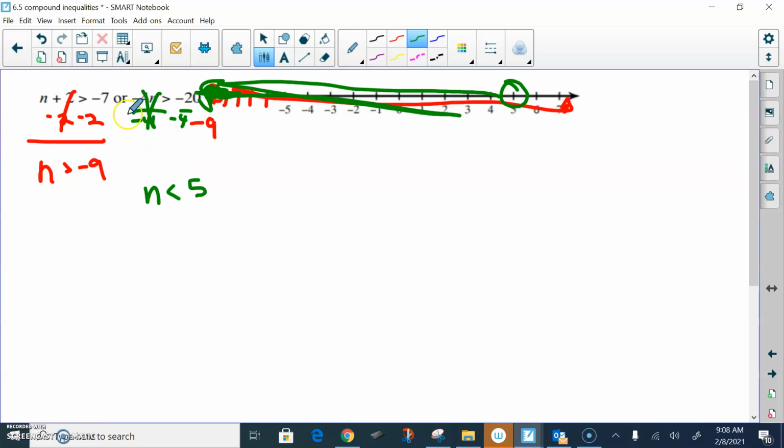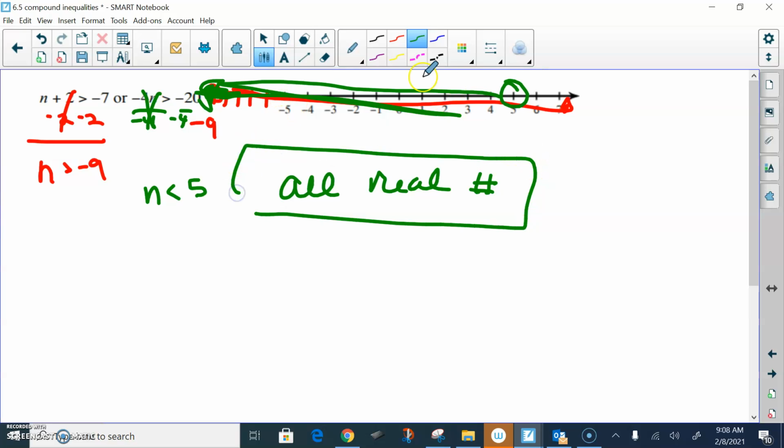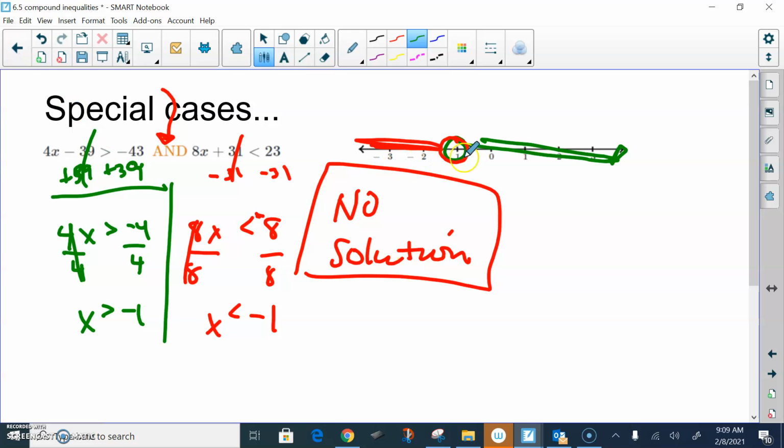So we look at our graph, and either of these two situations would make a true statement. So you can see our whole number line is filled in. So in this case, we would say all real numbers. So that means every possible number is going to work for us. So if your whole graph is shaded in, you say all real numbers. If nothing is overlapping in this case, you say no solution.